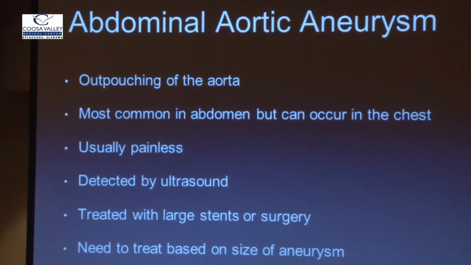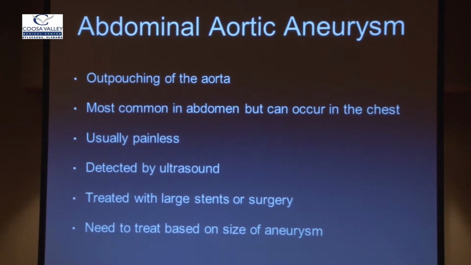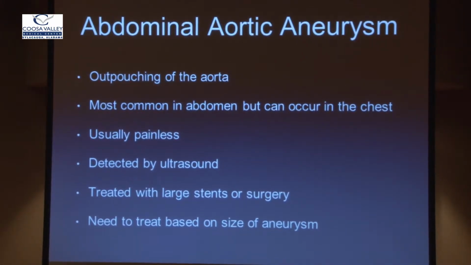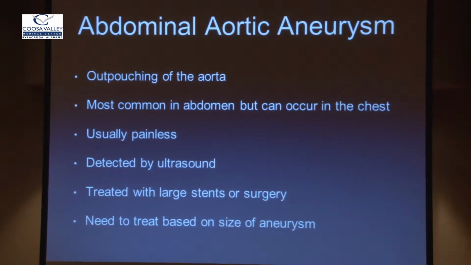So another thing that you've probably all heard of is called AAA. That stands for abdominal aortic aneurysm. And so that's kind of an outpouching of the aorta. It's most common in the abdomen, but you can get aneurysms up here, up in your chest. So your aorta, remember, starts here at your heart, travels up here, gives off the carotids, which go up to your brain, and gives off branches to your arms, and then it goes down, and then ends up feeding the other organs. It's the main conduit for blood flow.